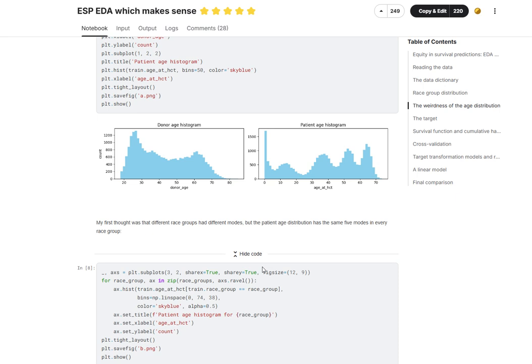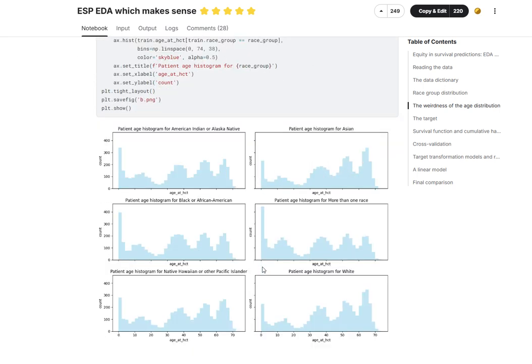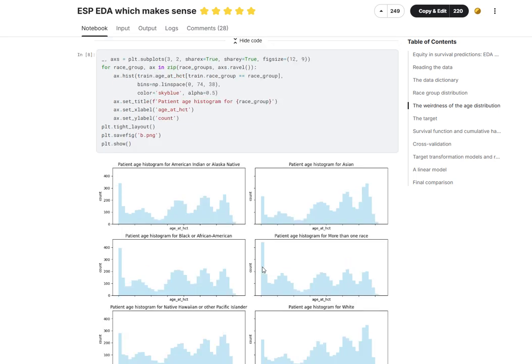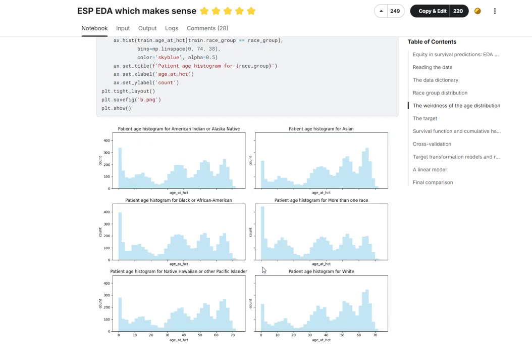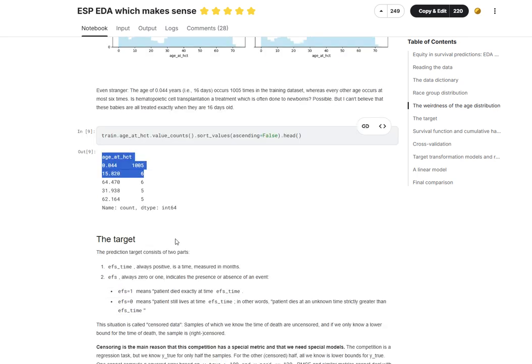The notebook author digs deeper, plotting the patient age distribution separately for each race group. Surprisingly, all 6 race groups show the same 5-peaked pattern. So, the weird age distribution isn't specific to any one race. Even weirder, the notebook shows that the age of 0.044 years, which is about 16 days old, occurs over 1,000 times in the training data. All other ages occur only a handful of times. This is definitely an anomaly. It makes you wonder why so many patients are recorded as having the transplant at exactly 16 days old.